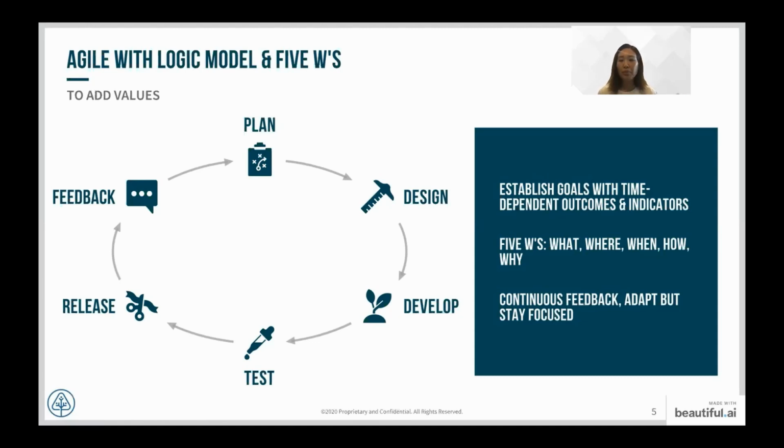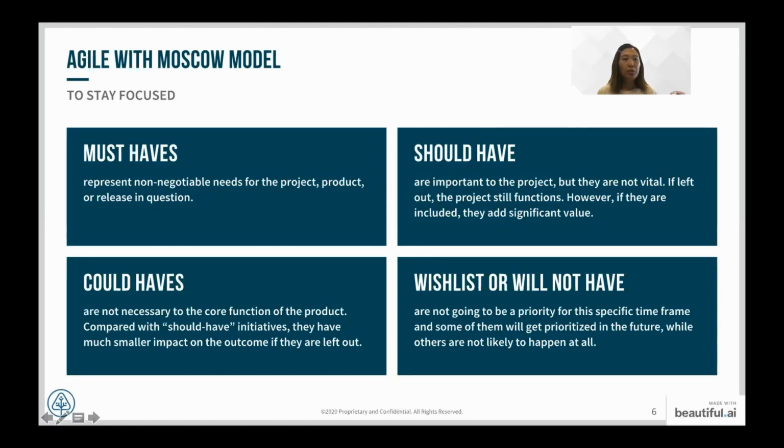and then you plan again and repeat that process. Another tool that helps you stay focused with the Agile approach is combining with the Moscow model. Defining our must-haves, which is non-negotiable items that's essential for the project, and then should have categories that are important to the project, but they're not vital. If left out, the project still can function. However, if they are included, they add significant values. It's important to approach should have categories once you finish meeting all the must-haves.